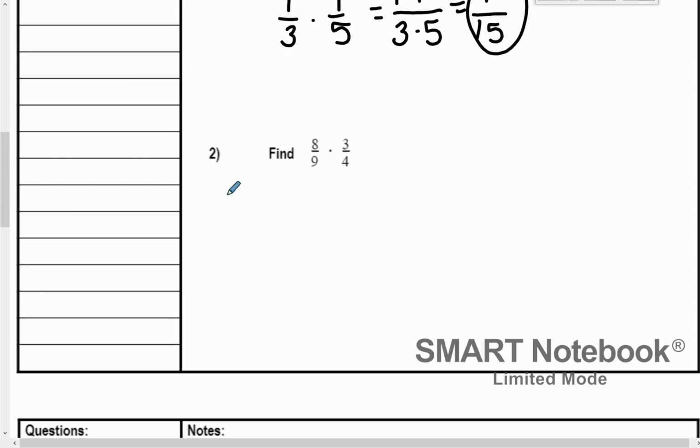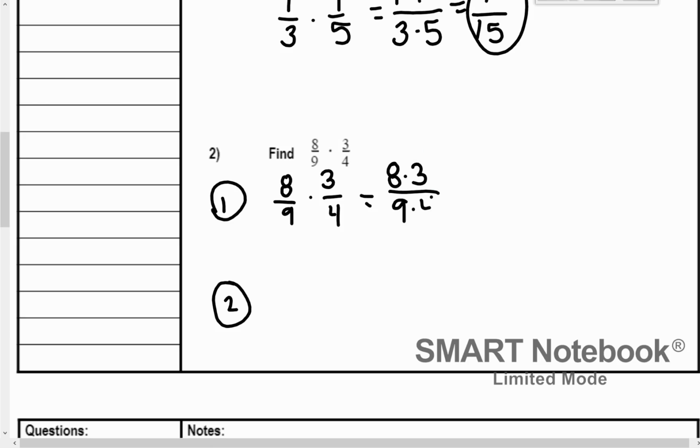We're going to solve this 2 different ways. The first way, we're going to solve it just like we did above. So we have 8/9 times 3/4. Here we are finding 8/9 of 3/4. So we multiply our numerators, 8 times 3. Then multiply our denominators, 9 times 4. 8 times 3 is 24. 9 times 4, 36. Here we have a fraction that needs to be simplified.